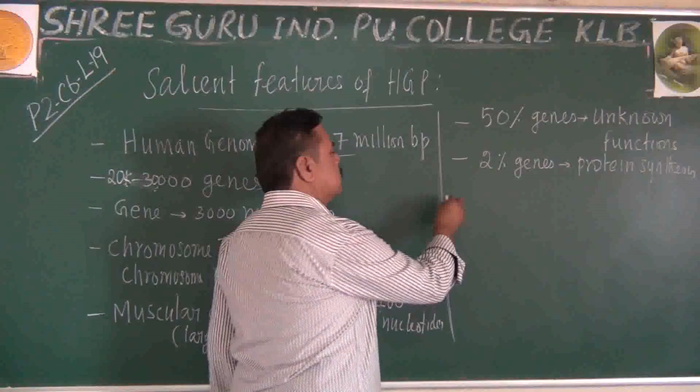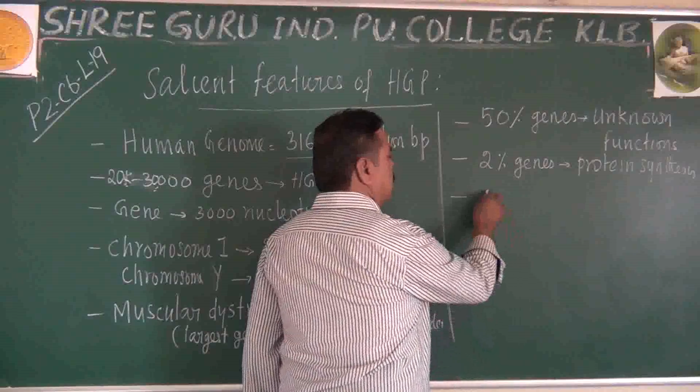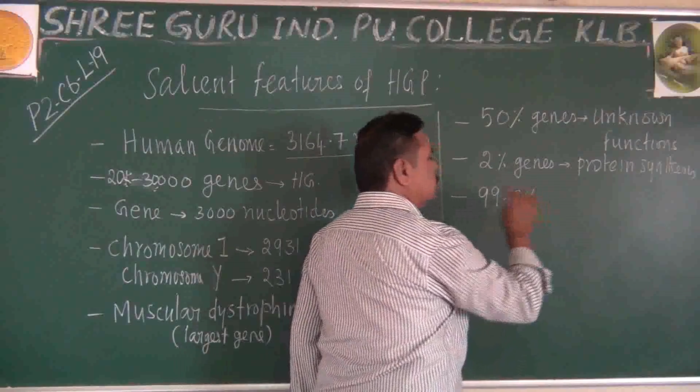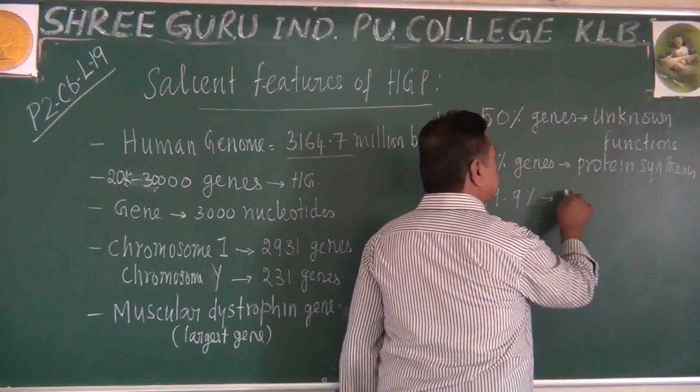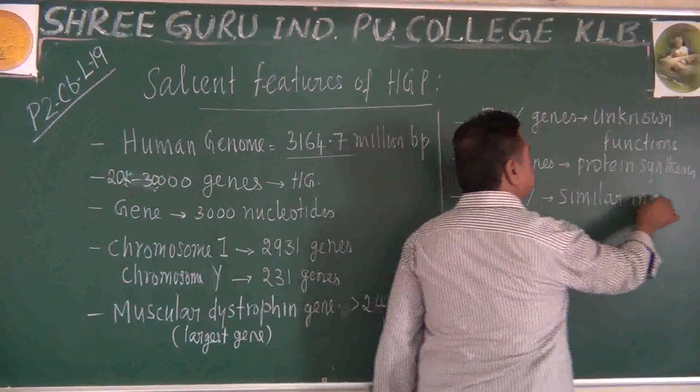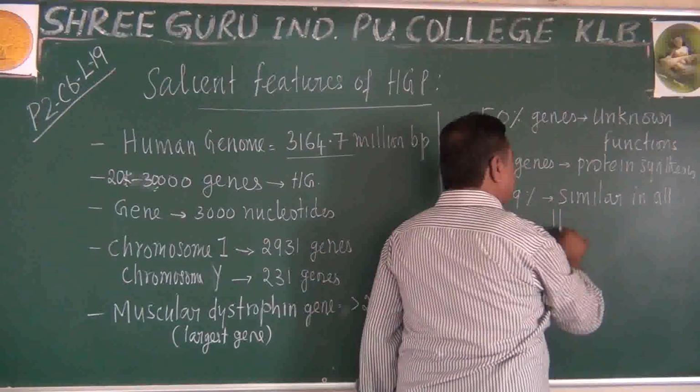One more very interesting point here is that 99.9% of our genome is similar in all human beings. Remember this point.